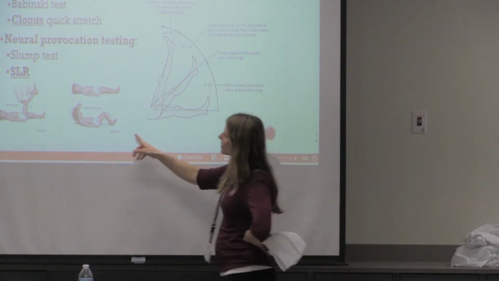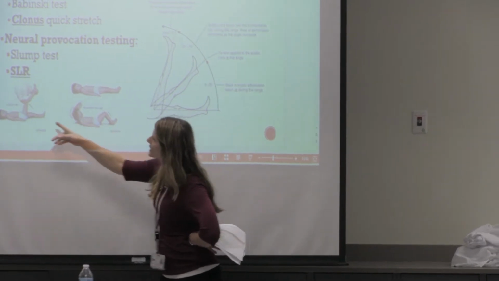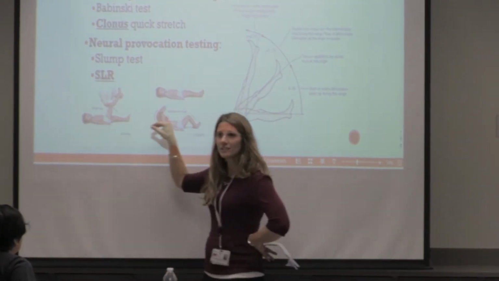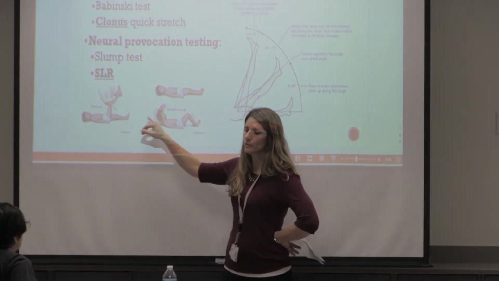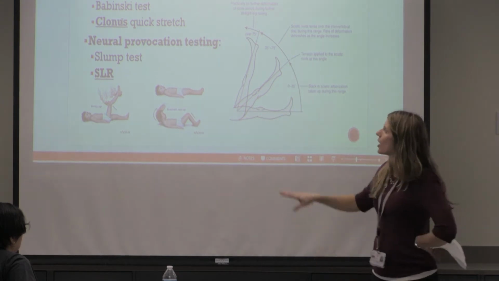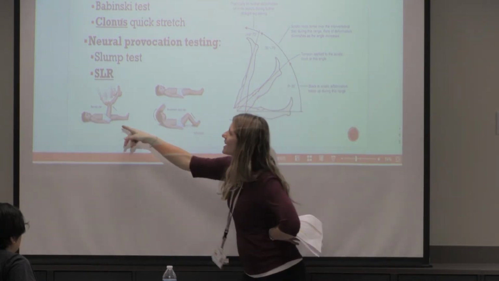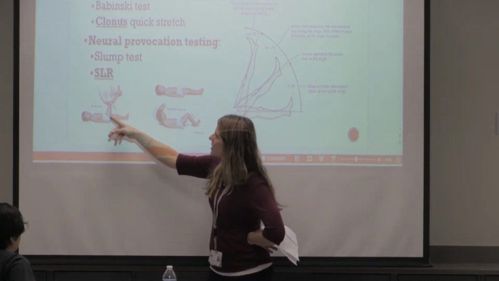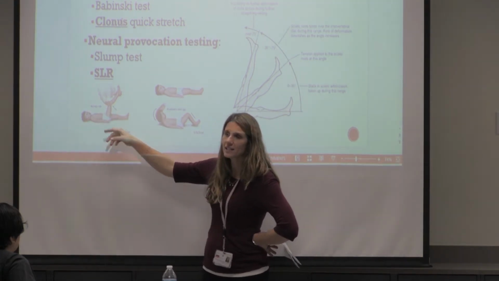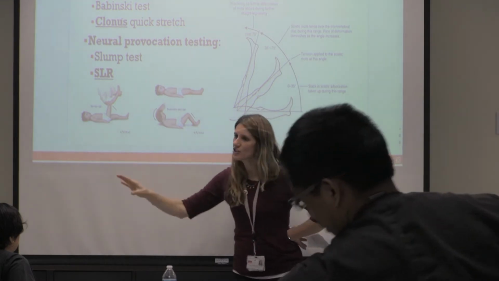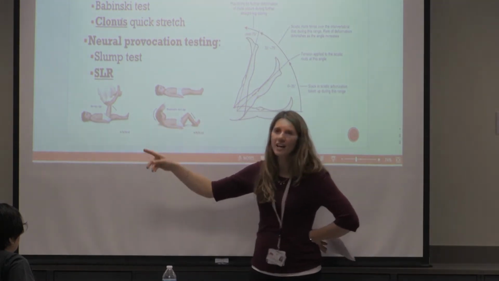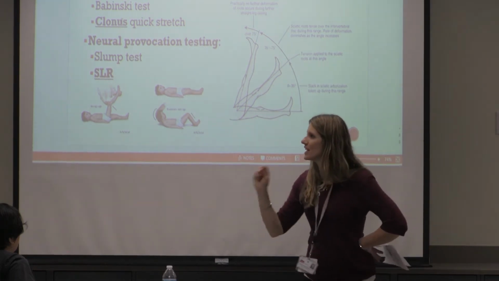Okay, the other thing that you had on your list are these two things. Your Kernig sign. Did y'all talk about these in neuro? Or you read about them? So all I want you to know is that they're the same. So this flexion of the knee when the hip is flexed is because of the same tension. And the bending of the knees when you lift the head is because of the same tension.